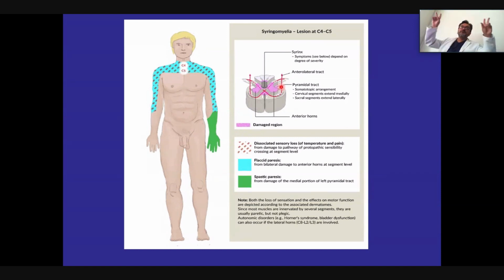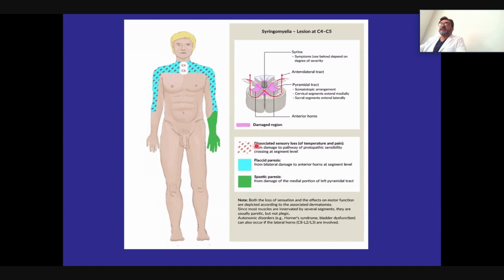So you have two features. Bilaterally below the level of the lesion, you would have loss of pain and temperature involving the upper limbs, sparing the lower limbs. Similarly, below the level of the lesion, you would have bilateral spastic paralysis involving the upper limbs, sparing the lower limbs. There would be flaccid paralysis in the segment of the central cord syndrome. So in those segments, you would have bilateral flaccid paralysis.